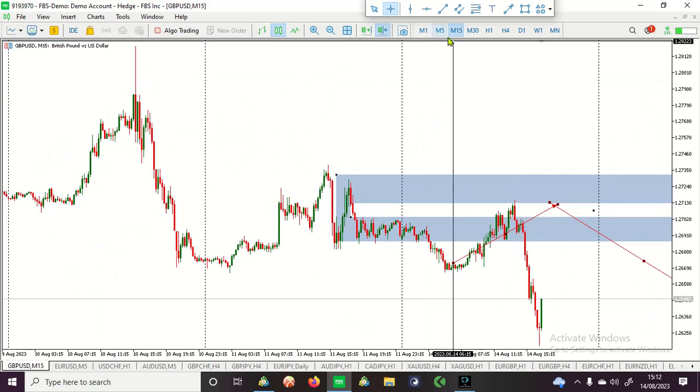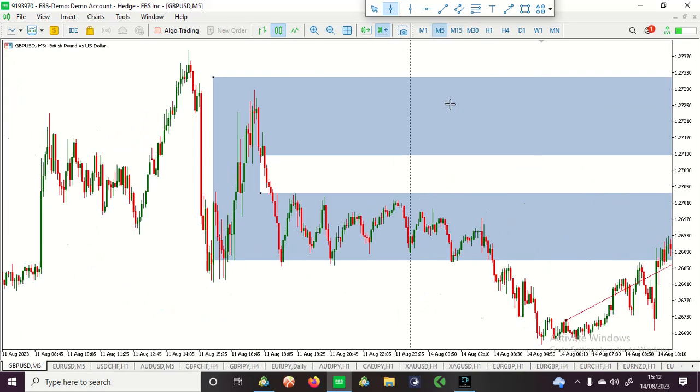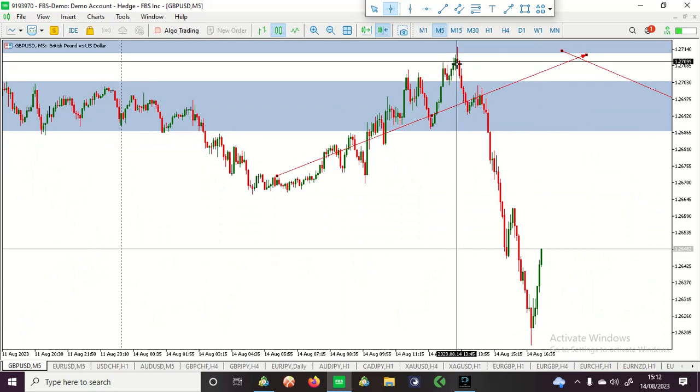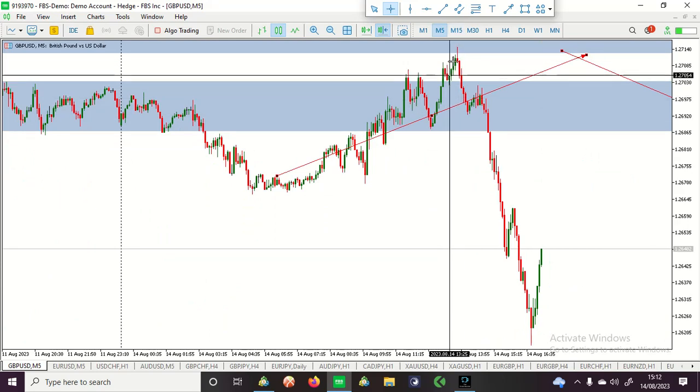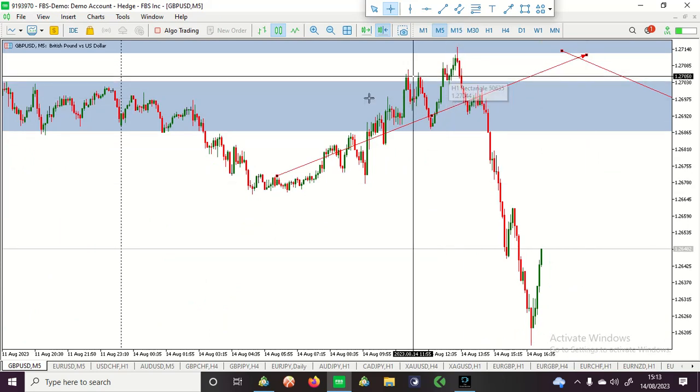If you go to 5 minutes again, you will see the same thing, the same pattern. This is where the market engulfed. We enter here, on this engulfed candle. This is exactly how it works.